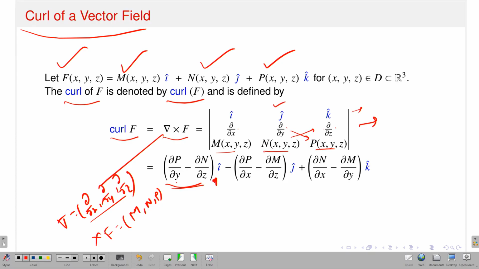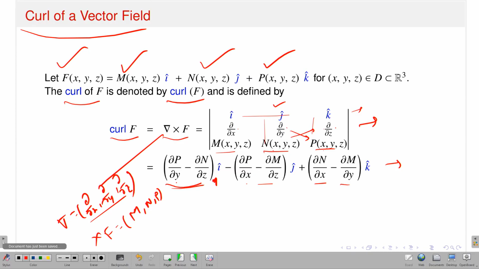Again it will have a minus sign, minus j cap times del P del x minus del M del z, and finally you have k cap. For k cap you remove this row and this column. So, we will have del N del x minus del M del y. So, curl of F is actually a vector quantity, whereas divergence of F is a scalar quantity. Okay. So, this is the notion of curl of a vector field.